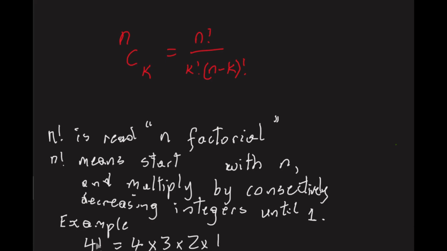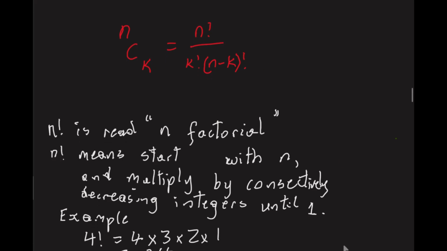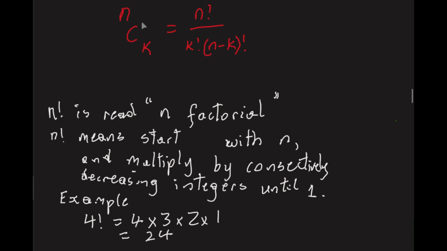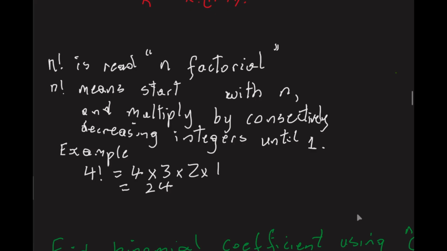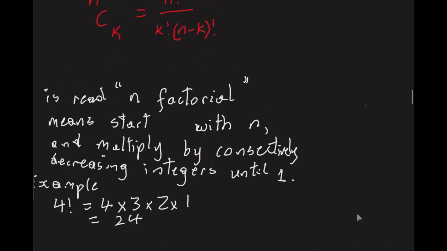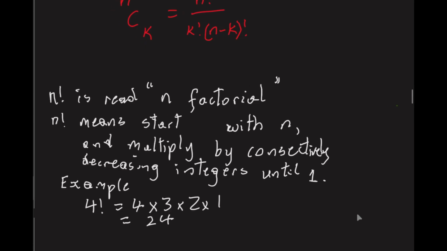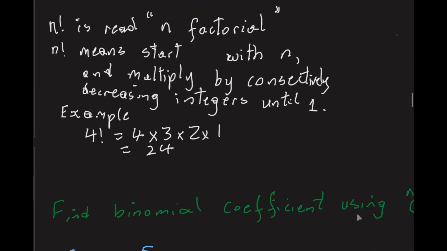For example, 4 factorial will be equal to 4 times 3 times 2 times 1, and that's equal to 24. If you had just 3 factorial, it would be 3 times 2 times 1. Or 5 factorial would be 5 times 4 times 3 times 2 times 1. And you would just plug them into the formula to get your n choose k, depending on which one you're asked to find. Okay, now we can also find the binomial coefficient by using the nCr button.